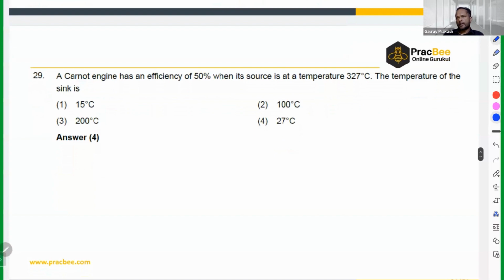Now, a Carnot engine has efficiency. So we know the formula of efficiency as 1 minus T sink upon T source. So this has the efficiency of 1 by 2, 50%. And sink we have to find out, and source we have been given as 327, but we have to keep it in Kelvin. We have to be careful here.